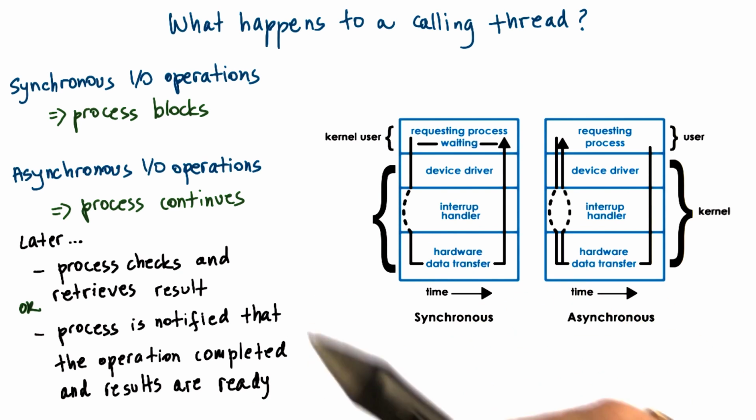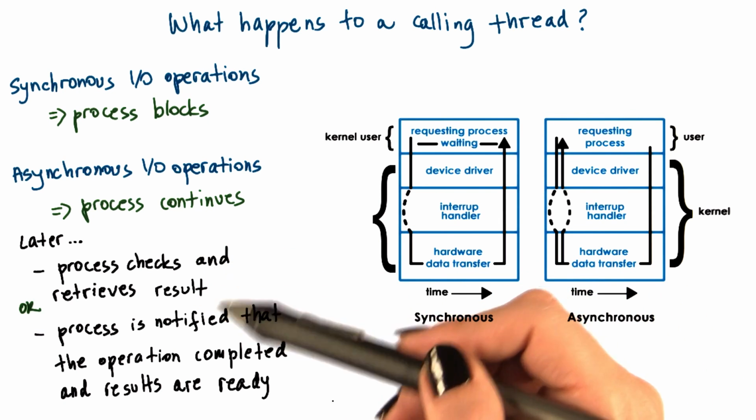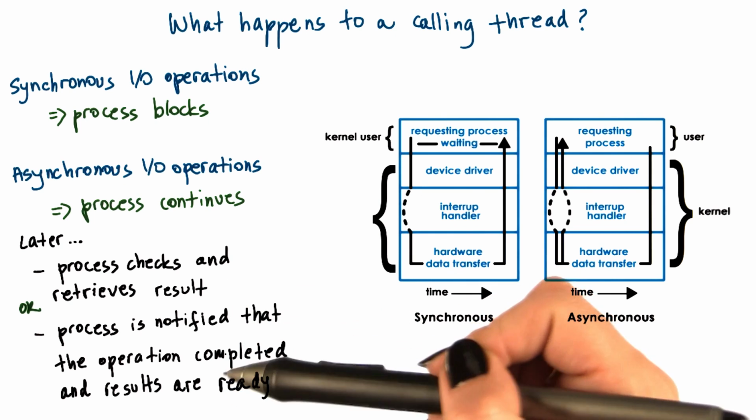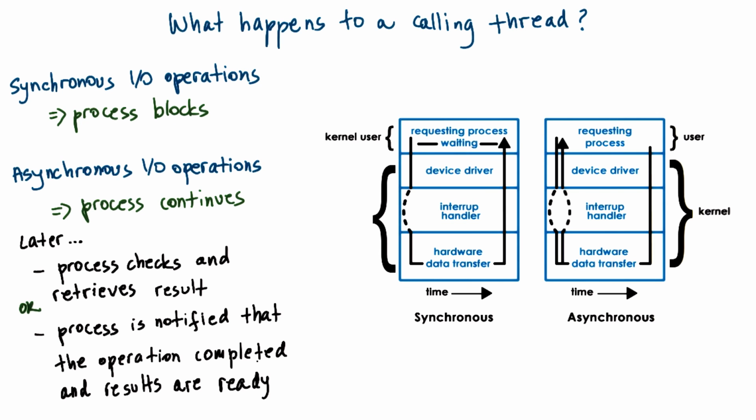The benefit of this is that the process doesn't have to go and periodically check to see whether the results are available. This is somewhat analogous to the polling versus interrupt-based interface that we talked about earlier.